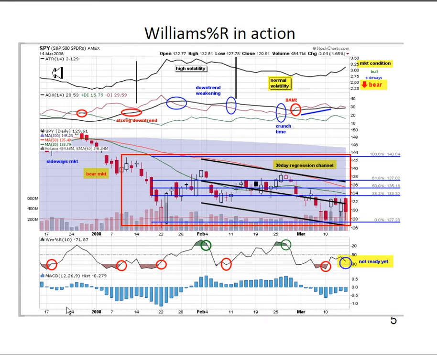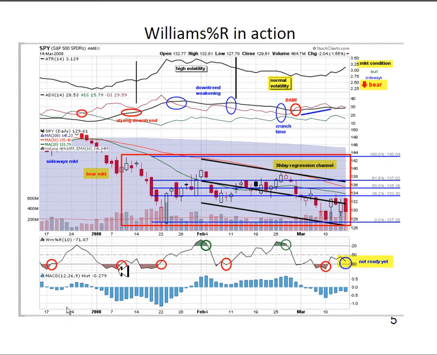So let's take a look at some SPY charts here. We've got the Williams percent R indicator down here at the bottom, and I've highlighted when it's changed state from oversold back to normal. Normal would be between minus 20 and minus 80. And then when it went from overbought to oversold. So let's see what's happening here.